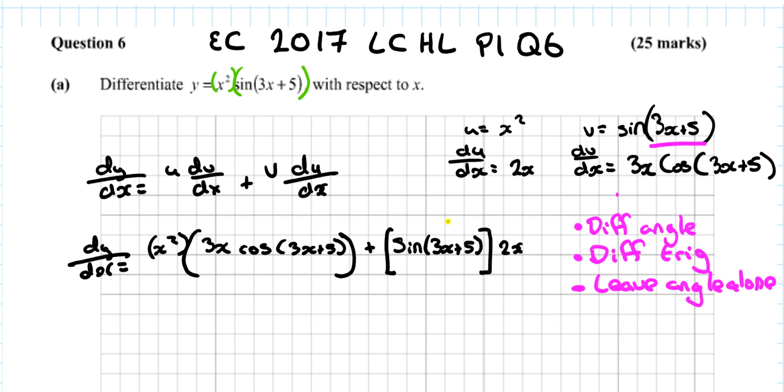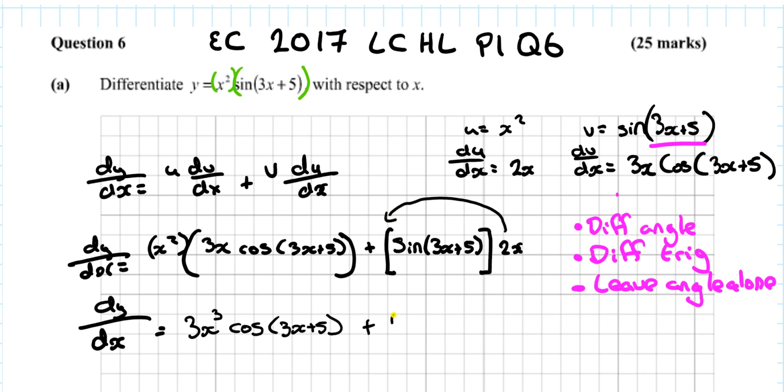So when I simplify this out, I'm getting dy dx, I need a smaller pen because my writing is horrible, is 3x by x squared is 3x cubed, cos of 3x plus 5, plus, and I said this 2x needs to go all the way out to the front, 2x sine of 3x plus 5, and you leave it like that.